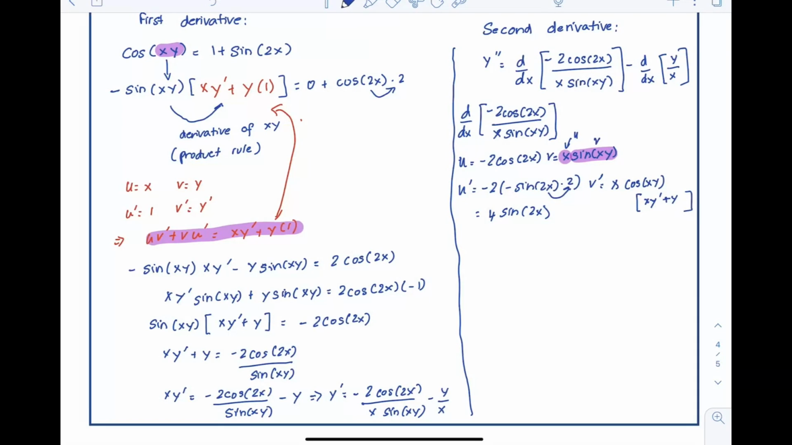So the derivative of the first term is v squared, which is the denominator, so x sine xy squared. V, which is x sine xy, multiplied by u prime, which is 4 sine 2x, minus u, which is negative 2 cosine 2x, minus of minus would give you plus, multiplied by v prime, which is cosine xy, times xy prime plus y. So we have the derivative of the first term.